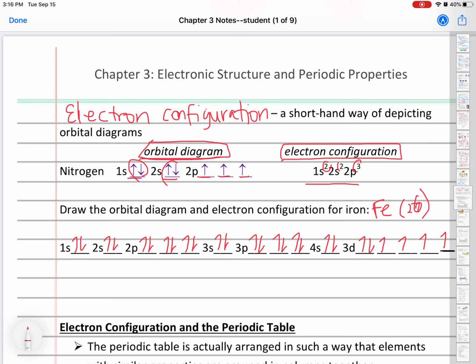Okay, and if I was going to write this out, so that's the orbital diagram. Check, I did that. Now to write the electron configuration, it's simply 1s2, 2s2, 2p6, 3s2, then 3p6, 4s2, and then 3d has 1, 2, 3, 4, 5, 6 electrons in it. So that would be the electron configuration for iron.